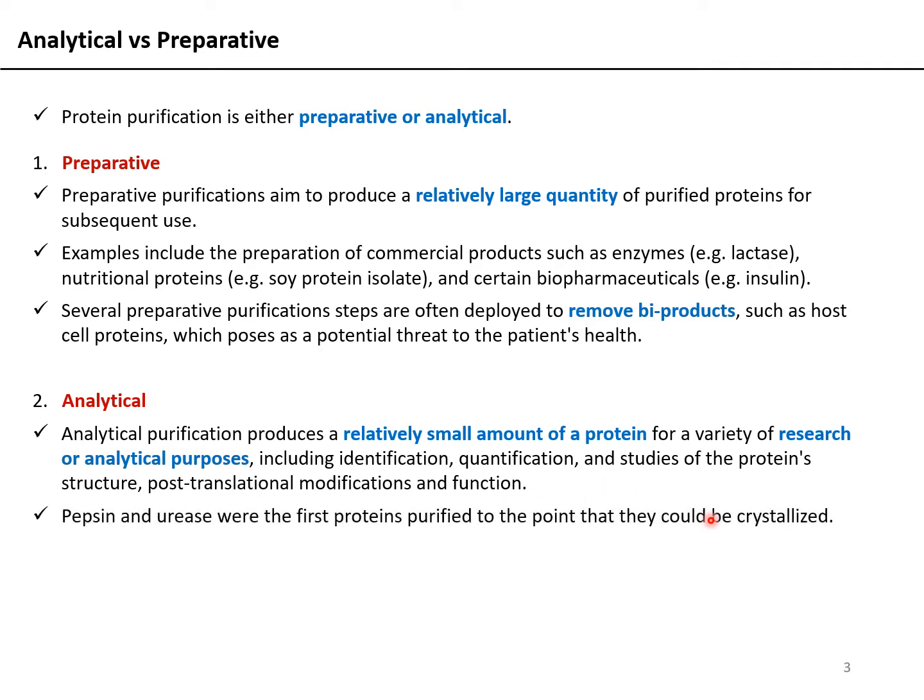So pepsin and urease were the first proteins to be purified to the point that they could be crystallized. Do keep in mind that if you want to go for structural determination of a protein, then you require very pure protein, and pepsin and urease were the first ones which could be purified to that level of purity that they could be crystallized.